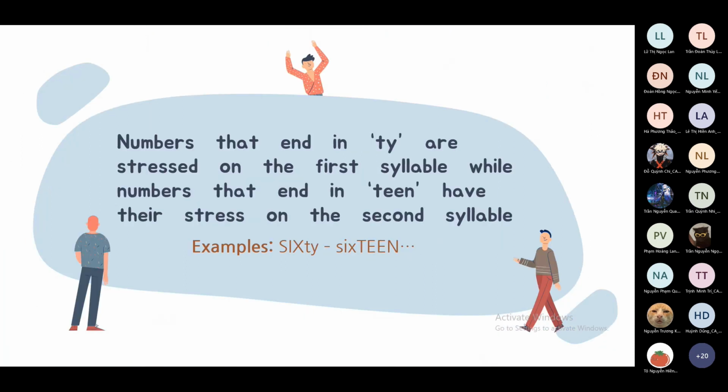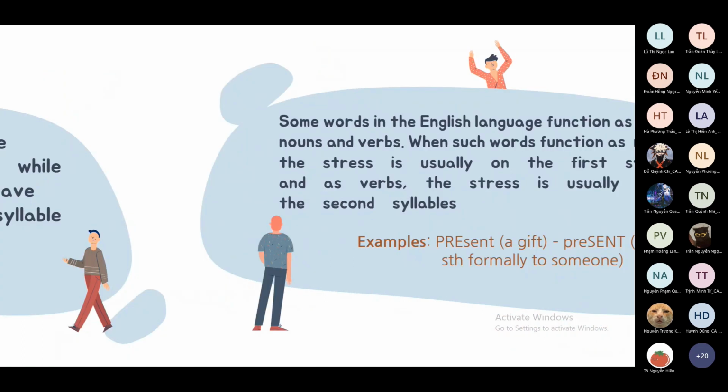and with some numbers that end in -ty are stressed on the first syllable, while numbers that end in -teen have their stress on the second syllable. You can see the example here: 60 and 16, 70 and 17, so on and so on.